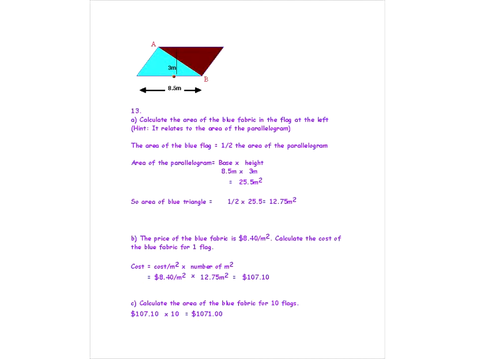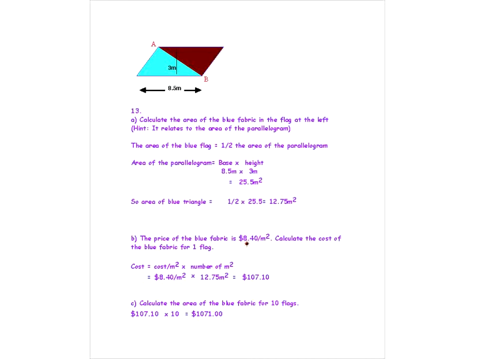So the area of the blue flag is 1/2 the area of the parallelogram, right? It's 1/2 the total area. Area of a parallelogram is base times height. In other words, 8.5 times 3. So the blue part is going to be 1/2 of that amount, 1/2 of the parallelogram. So base times height gives us 25.5. Half of that is going to give us 12.75. That's the area of the blue triangle. So now we know part A. What's the area of the blue part, the blue triangle?